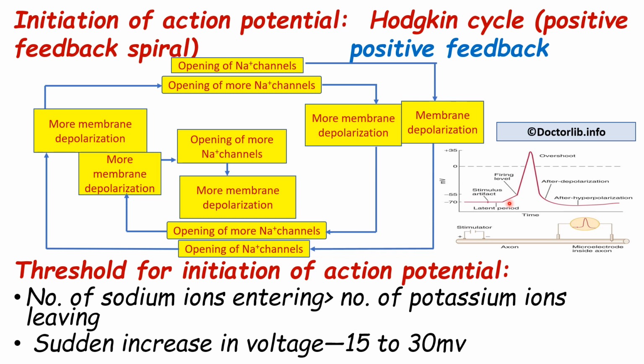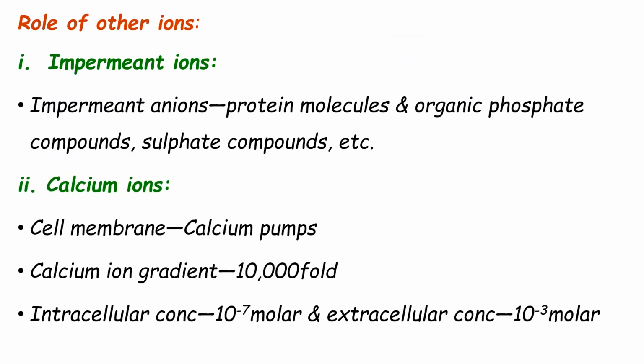But here what is happening? The number of positively charged sodium ions entering is more than the number of positively charged potassium ions leaving, and there is a sudden increase in the voltage from minus 15 to 30 millivolts, because here some of the sodium channels have opened, and here a large number of sodium channels have opened. This is a massive change in the voltage, which leads to the threshold level and firing of the action potential.